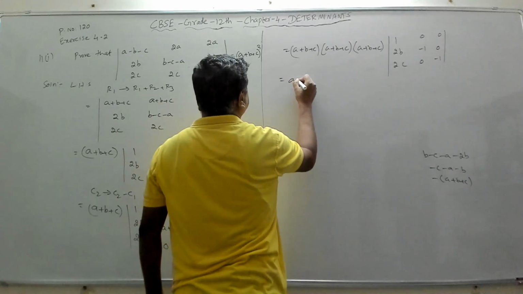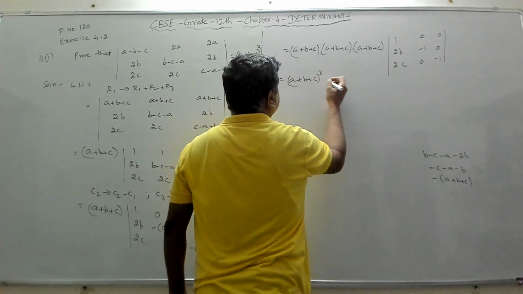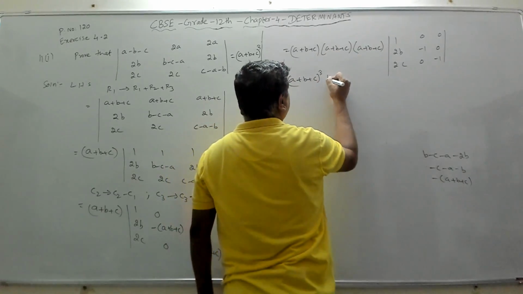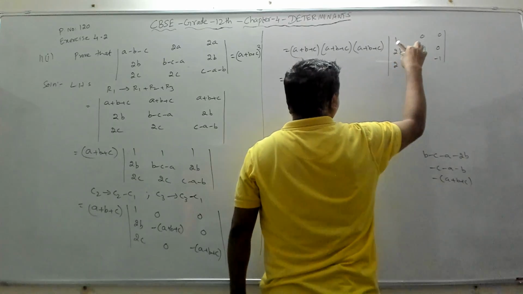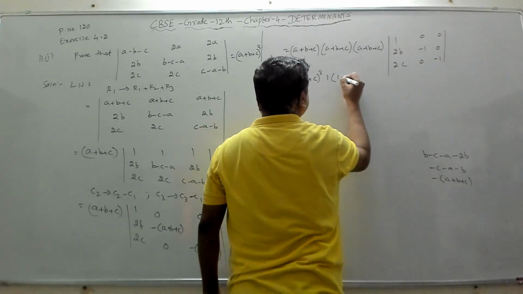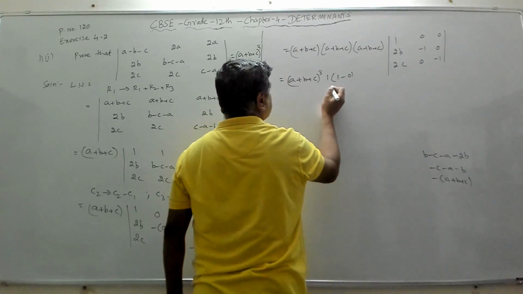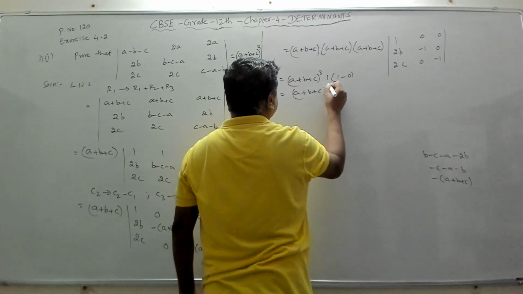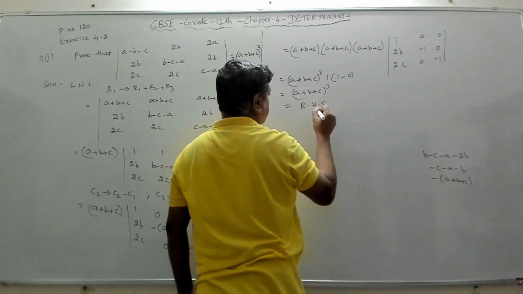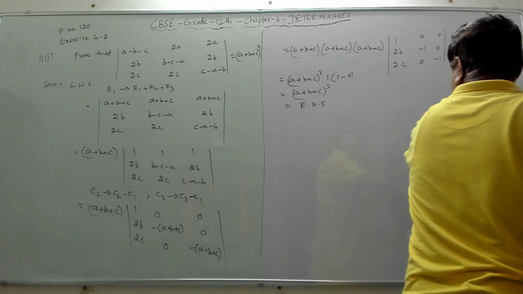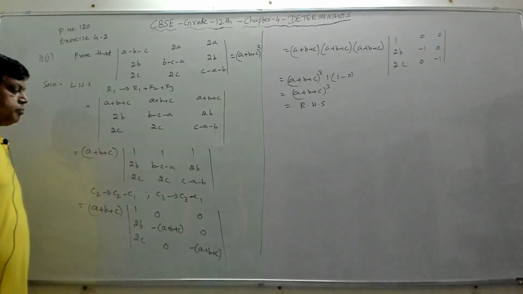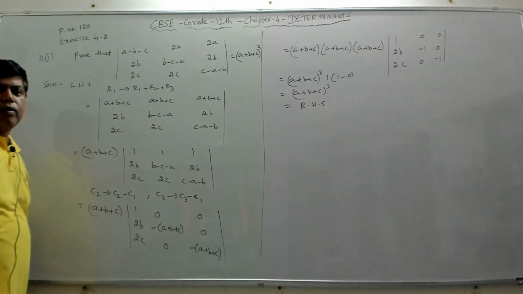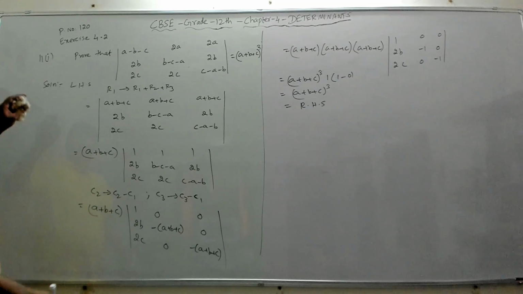So this will become A plus B plus C the whole cube, and if you evaluate this, then 1 into, if you expand along R1, 1 into minus 1 into minus 1 is plus 1, then 0 minus 0 into 0 0. The other two elements are 0, we need not worry. So you'll get A plus B plus C the whole cube, which is your RHS. Clear? So all of you can pause the video and take the notes. So this is C3 is C3 minus C1. Fine. Okay, let me go to the next one.